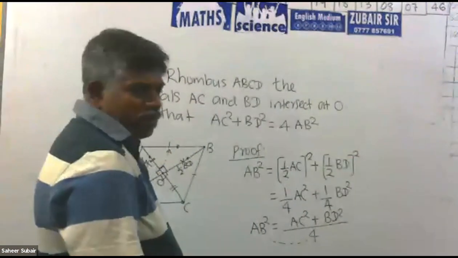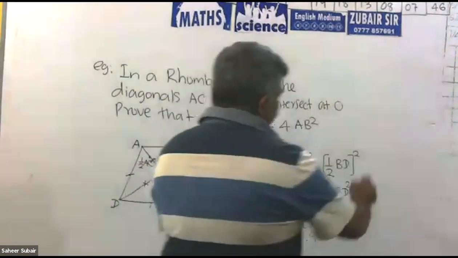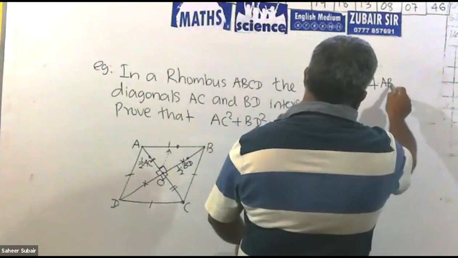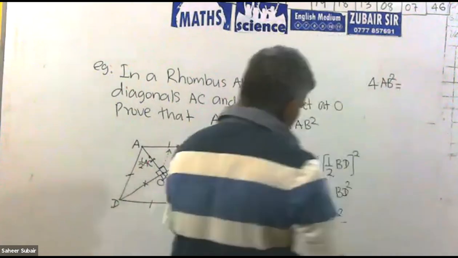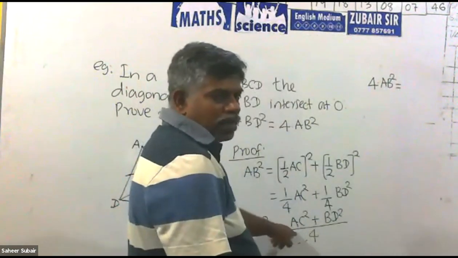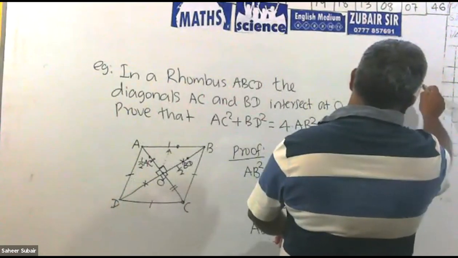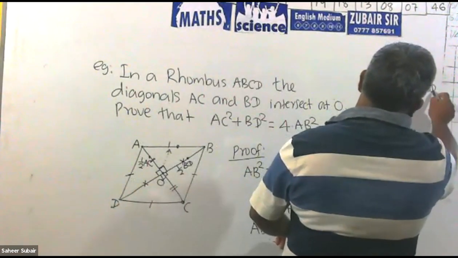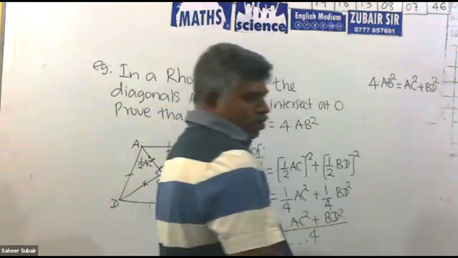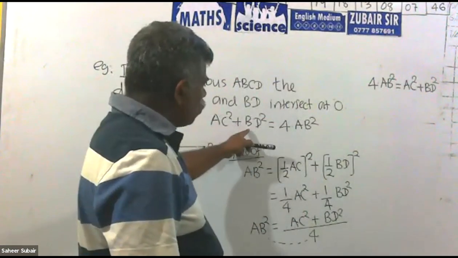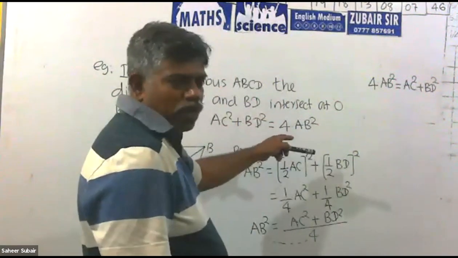Now we'll multiply this 4 into this side. When you multiply this 4 into this side, we are getting 4AB squared. 4AB squared is equal to, what are the remainders on the other side? AC squared plus BD squared. That is the thing you need to prove. AC squared plus BD squared equal to 4AB squared.